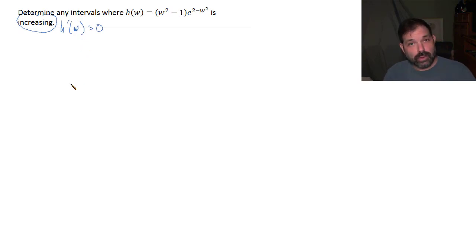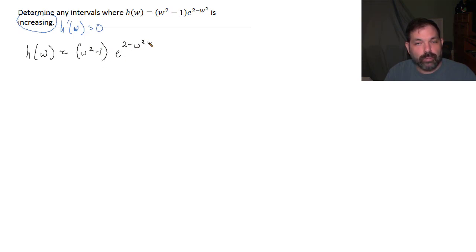Well, again, we're going to first calculate the derivative function, find where it's equal to 0, and then compare. We've done this before. We're just introducing it with a new type of function, and we're going to probably have to apply the chain rule. All right, so let's analyze this function. We have h of w is w squared minus 1 by e to the 2 minus w squared. So if I look at this, I see I have a product of functions, and I see an e to a power. I'm going to have to use the chain rule there because that's a composite.